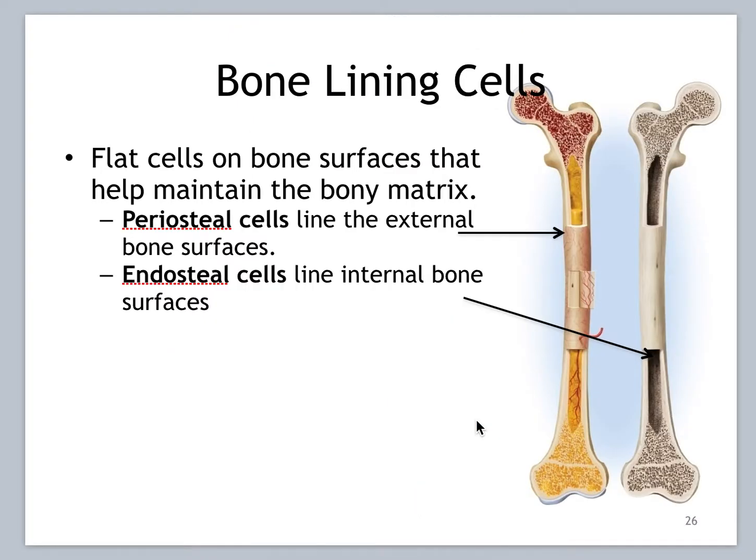Bone lining cells. These are cells on the surfaces of the bone. This could be the periosteal surface or the endosteal surface. Periosteal cells line the external bone surface. Endosteal cells line the internal bone surface.